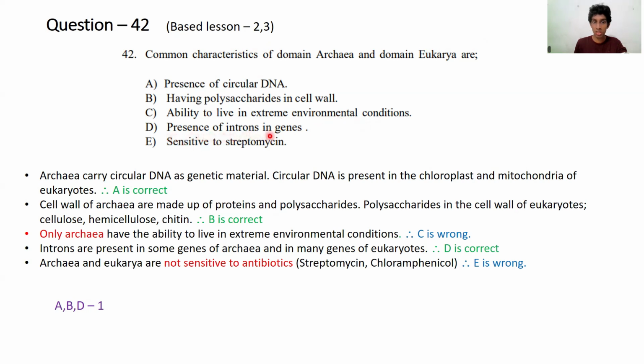D. Presence of introns in genes. That is true. Introns are present in some genes of archaea and in many genes of eukaryotes. Therefore, D is correct. E. Sensitive to streptomycin. No, only bacteria are sensitive to antibiotics. Archaea and eukarya are not sensitive to antibiotics, for example, streptomycin, chloramphenicol. Therefore, E is wrong. So the correct statements are A, B, and D. So the correct answer is the first one.